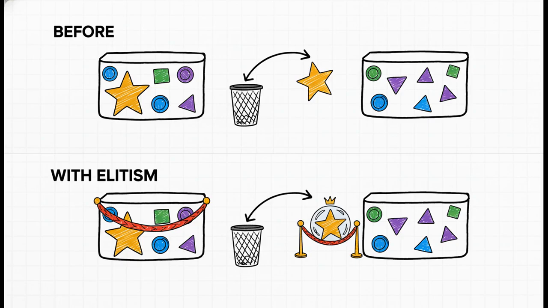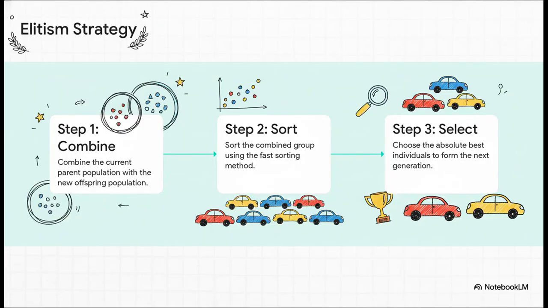All right, next up was fixing that annoying problem of finding a great solution and then losing it. The answer was to introduce a concept called elitism. You can think of it like a tournament. The winners always get to advance to the next round. So here's how they did it. At each step, the algorithm takes the old parent solutions and the new offspring solutions and throws them all into one big pool. Then it uses that super fast sorting method we just talked about to rank everybody, from best to worst.